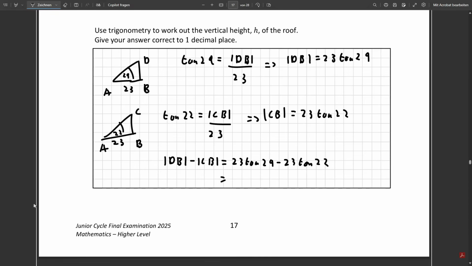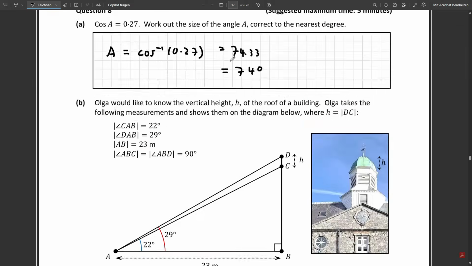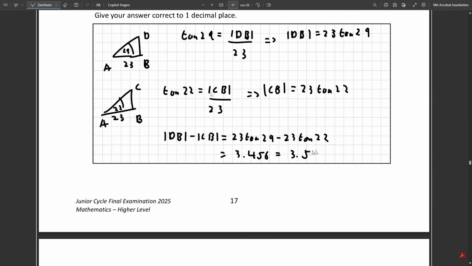Put that into your calculator, correct to one decimal place. What you get is 3.456, which rounds up to 3.5. And what's our unit in? Are these in meters? Yep. So 3.5, and then our units in meters.